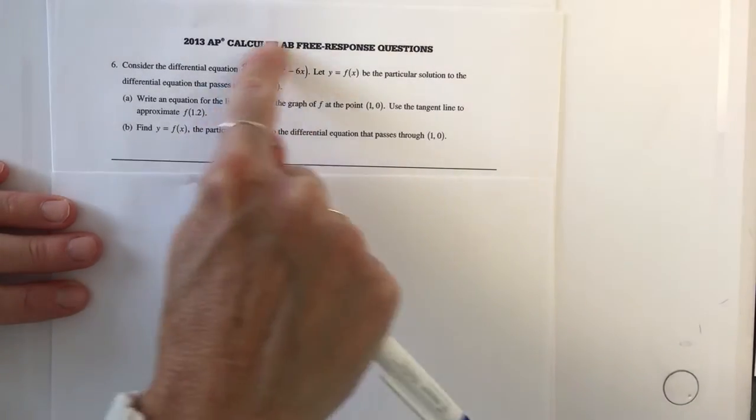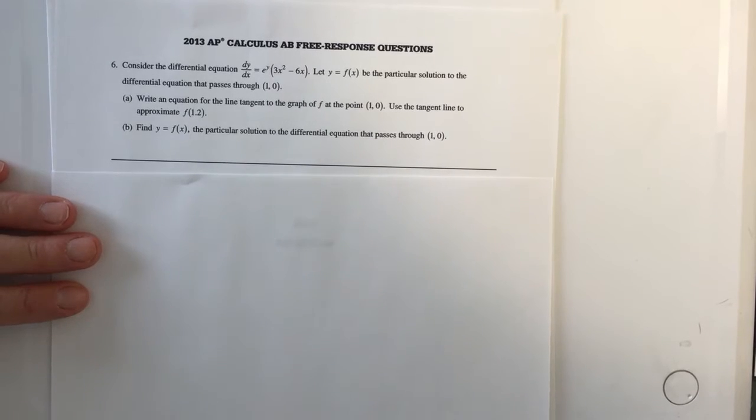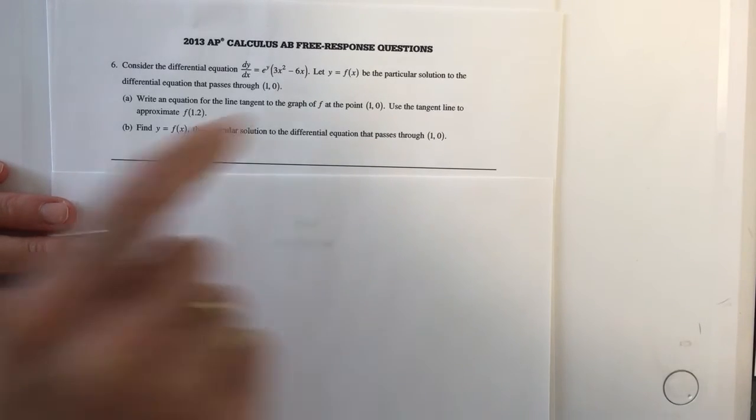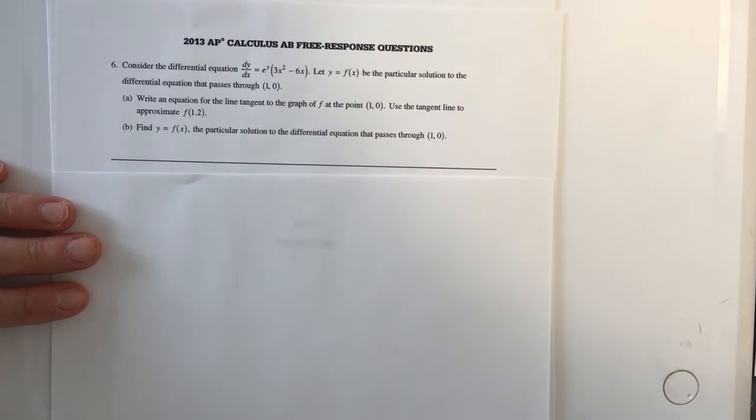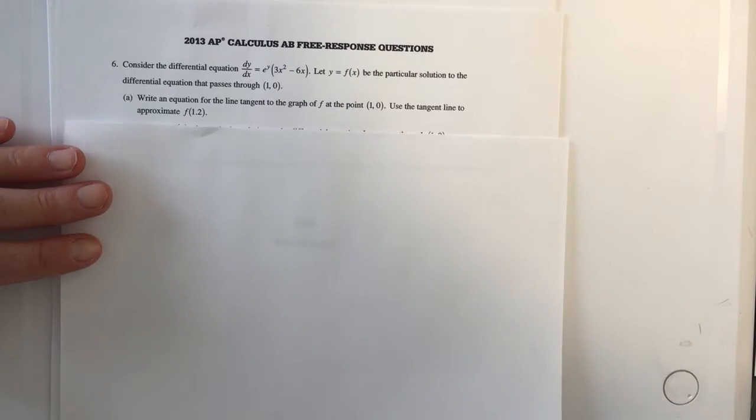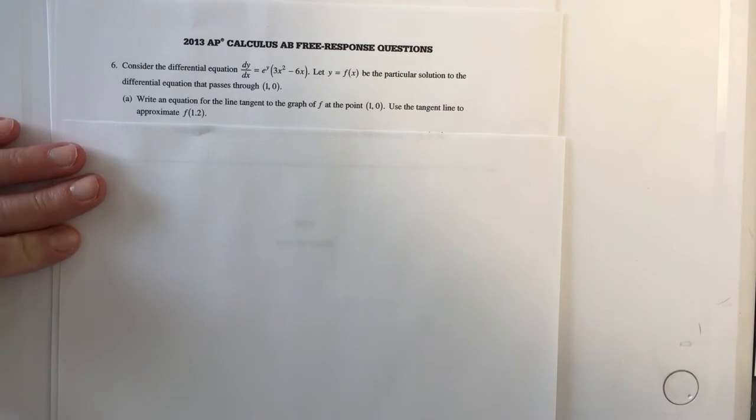All right, so here's our differential equation, dy over dx. It says, let y equal f of x be our particular solution to the differential equation that passes through (1, 0). So they're giving us that initial condition. Okay, and then part A, let's focus on part A. Write an equation for the line tangent.